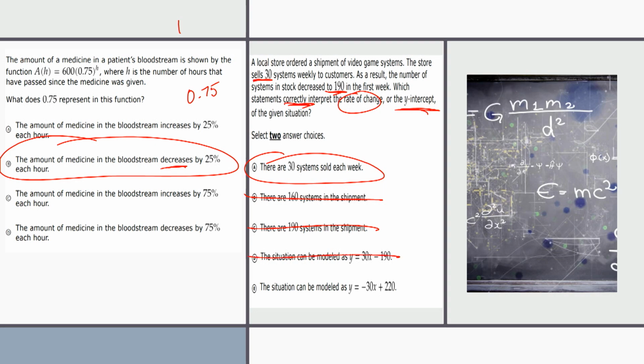This system can be modeled as y equals negative 30x plus 220. So if I take negative 30 and put it in for that first week, which is negative 30 plus 220, y would equal 190. And I know for sure that after that first week, it did equal 190 of my stock. So I can say for sure that E is my answer.